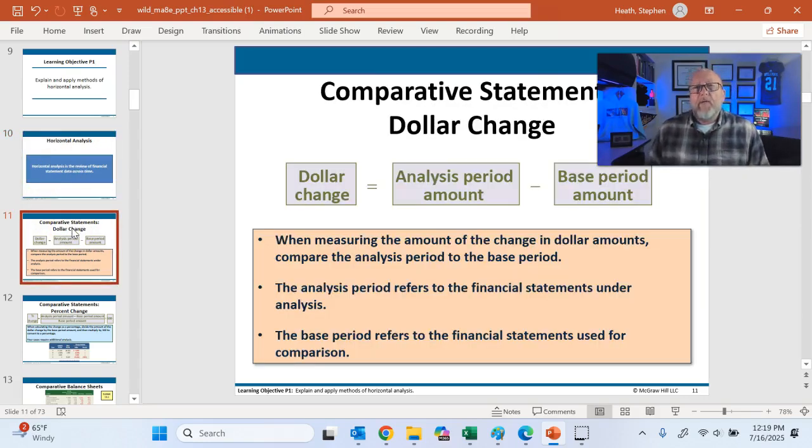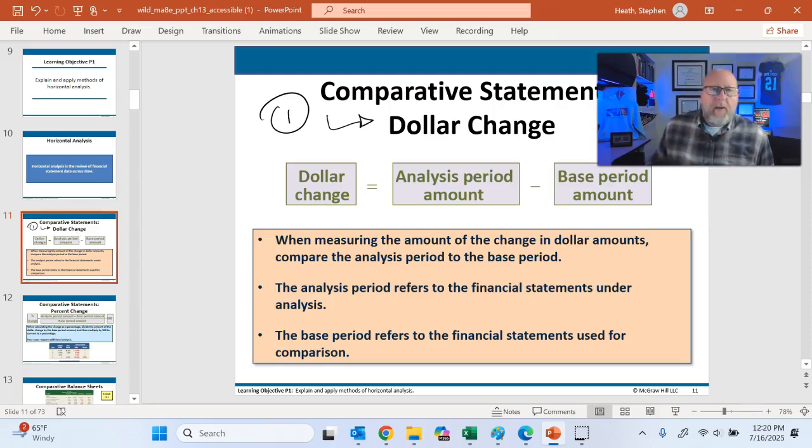There are three types of horizontal analyses that we're going to go over. The first one is comparative statements. So the dollar change. How did we change from our prior year?